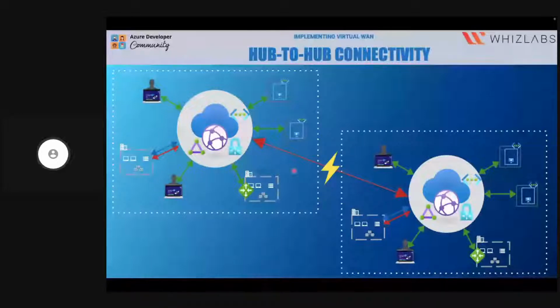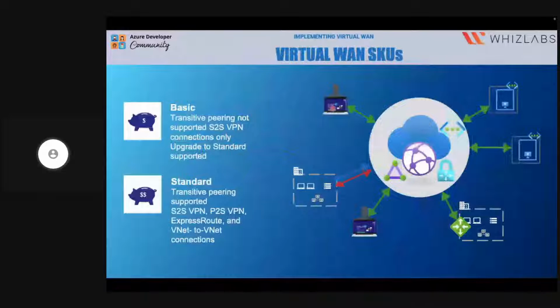And the virtual WAN SKU provides you with two different options, that is Basic and Standard. Basic only supports site-to-site VPN connections, and to use other services or capabilities you have to upgrade to Standard. So the question is what Standard supports. Standard supports everything: it supports ExpressRoute and VNet to VNet connection. Everything is supported in Standard.